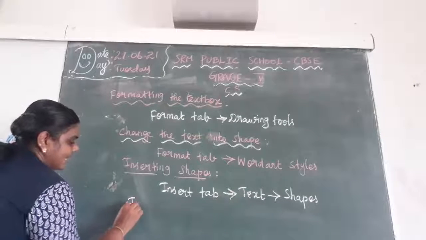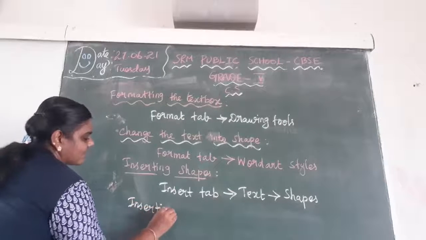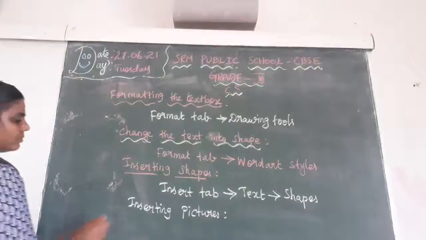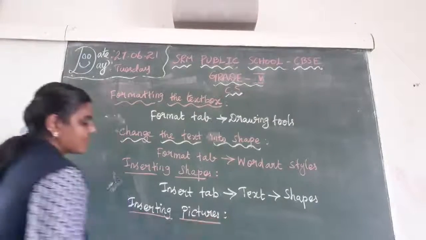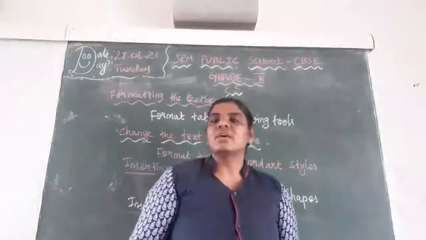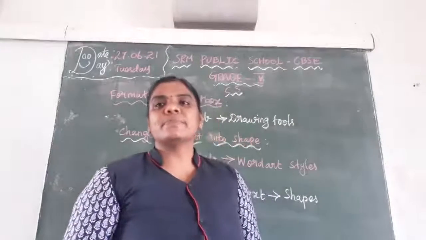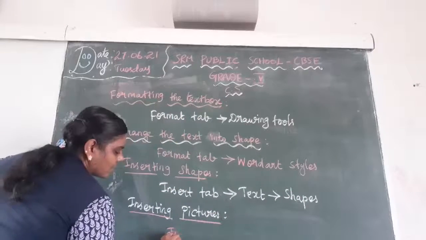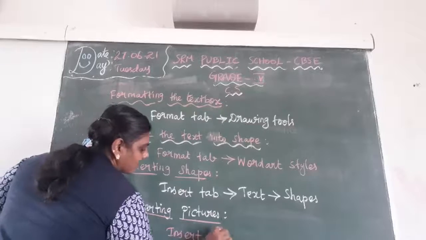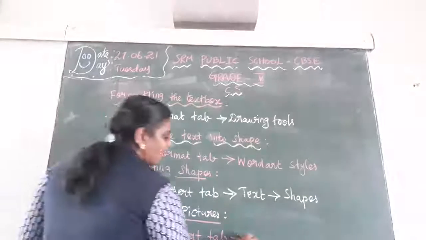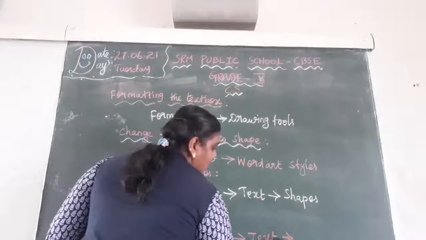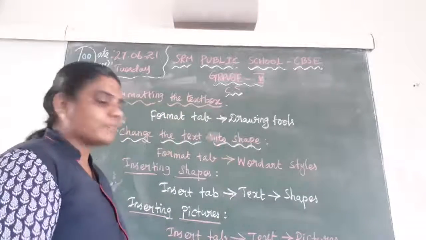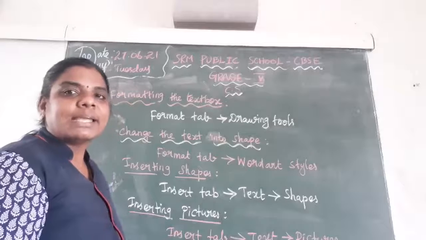So next one, inserting pictures. In Word 2016 we can also insert pictures. The Pictures option is available on the Insert tab only. In this Insert tab we go to the text group, and in this group we click the option Pictures. Understand?